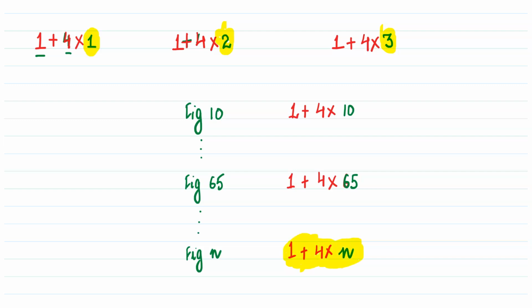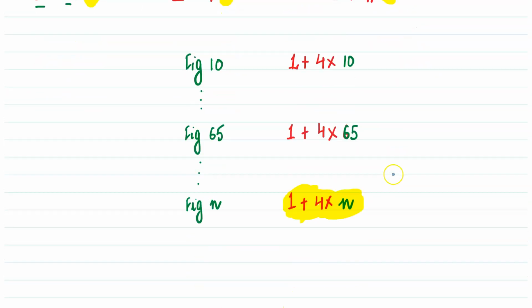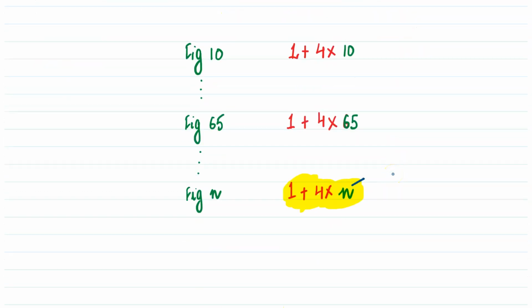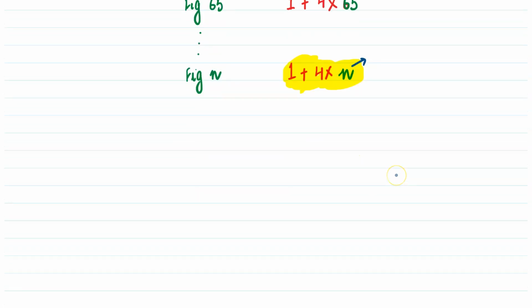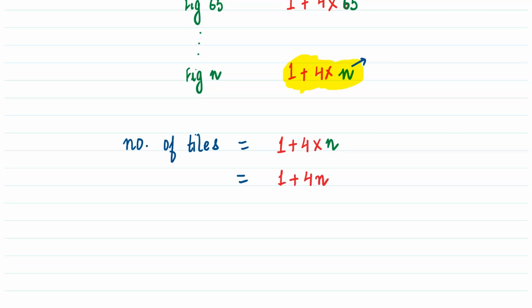So this is a generalized formula. Why is it called the generalized formula? Because if we put any value of n, we'll get the number of tiles for that figure. So we can say this is the formula for the number of tiles. So the formula for number of tiles is equal to 1 plus 4 into n. It can also be written as 1 plus 4n.